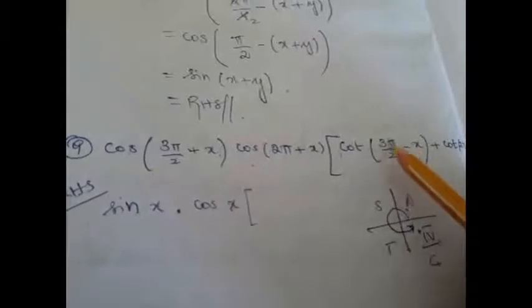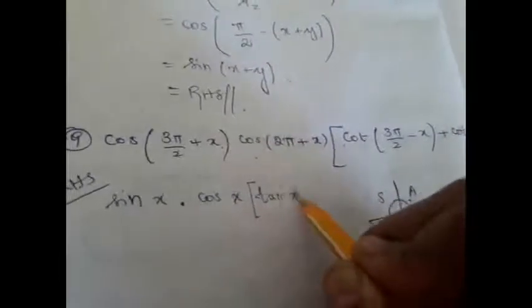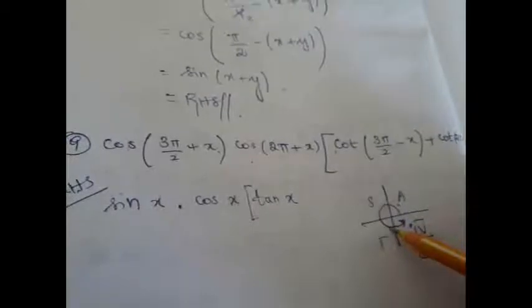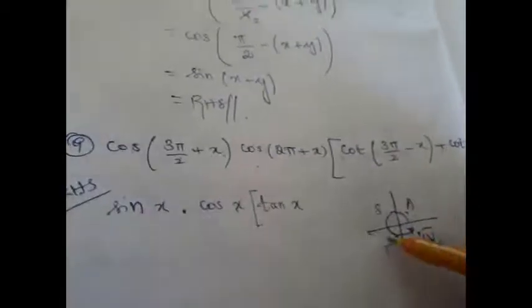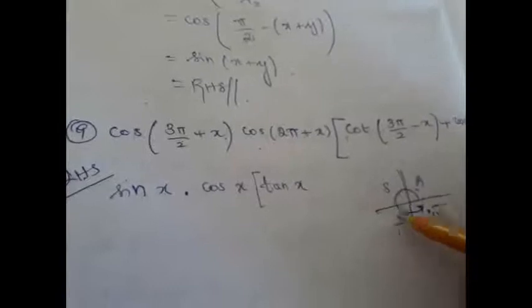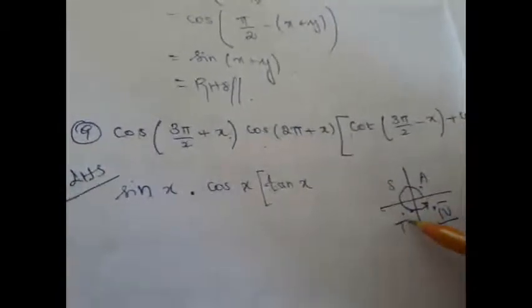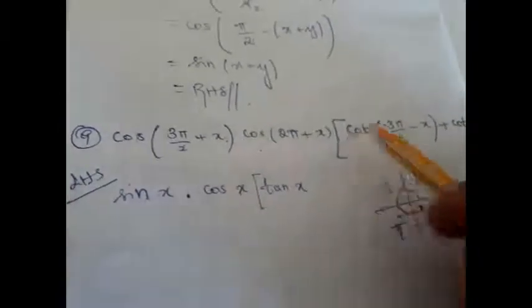2. Multiple of pi by 2 means the trigonometric ratio will change. Cot will become tan x. But 3 pi by 2 minus x means 3 pi by 2 is the third quadrant, minus x means it will again remain in the third quadrant only. In the third quadrant, tan and its reciprocal are positive, therefore cot will become positive.